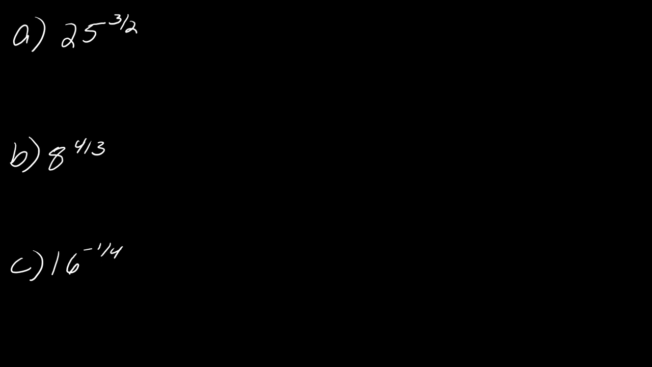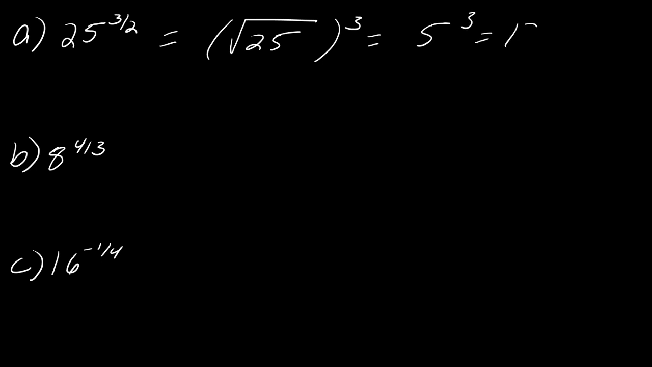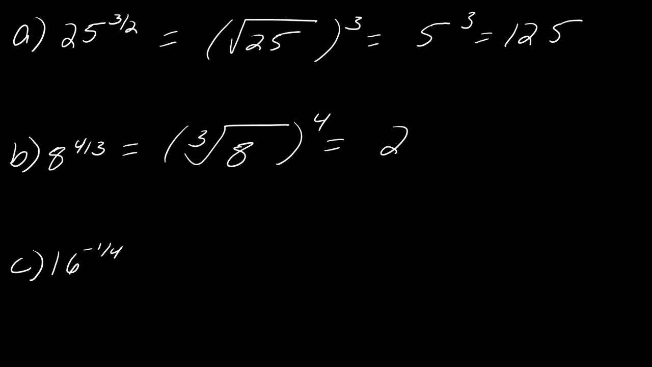Okay, so we're going to start with 25 to the 3 halves. We talked about in the review video, first you're going to take the square root and then you're going to cube it. So the square root of 25 is 5, and then 5 cubed is 125. Okay, for 8 to the 4 thirds, I'm going to first take the cube root of 8, and then I will take that to the 4th. So the cube root of 8 is 2, and 2 to the 4th is 16.